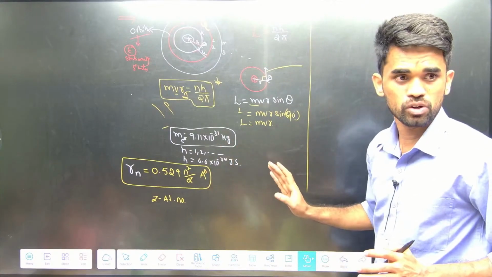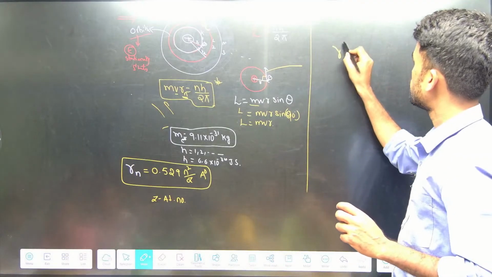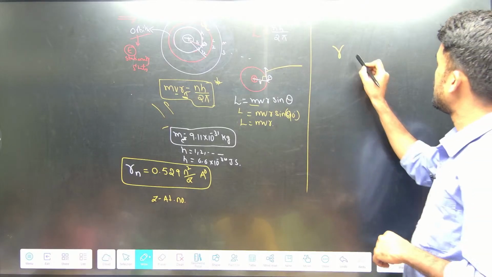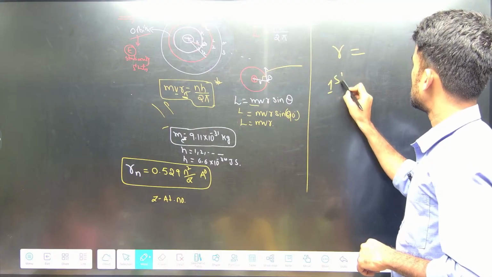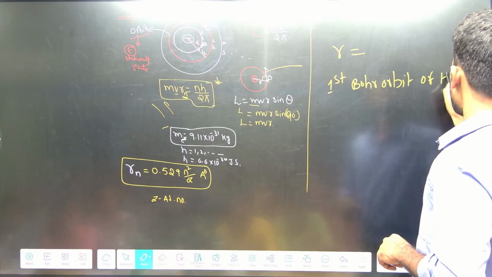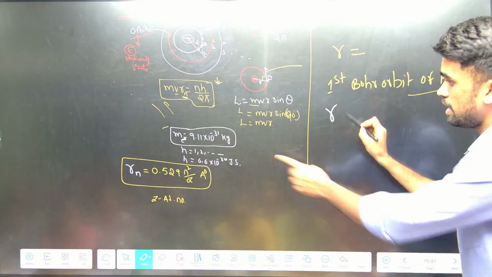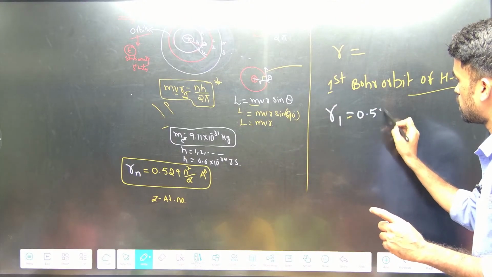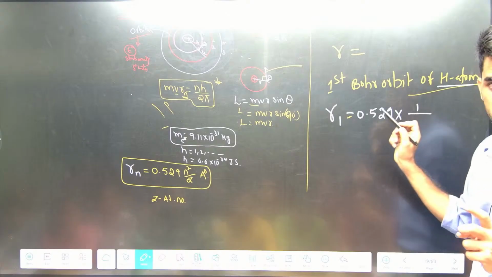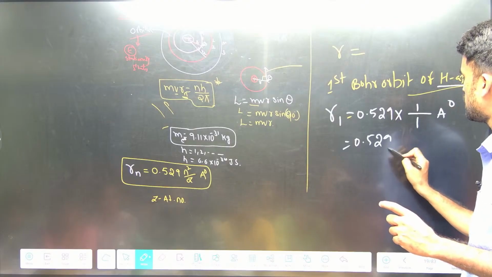So you got the radius formula. Now a simple question: what is the radius of the first Bohr orbit of the hydrogen atom? How can you calculate this? It is 0.529 n square by Z. Here n is 1, and the atomic number of hydrogen is 1. So 1 by 1, and you should say this as 0.529 angstroms.